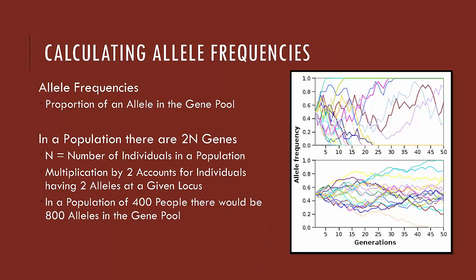So we're going to take a look at calculating allele frequencies. Allele frequencies are the proportion of an allele in the gene pool. In a population, there are 2N genes. N is the number of individuals in the population, and the multiplication by 2 accounts for the fact that each individual has 2 alleles at a given locus. So in a population of 400 people, there would be 800 alleles in the gene pool.